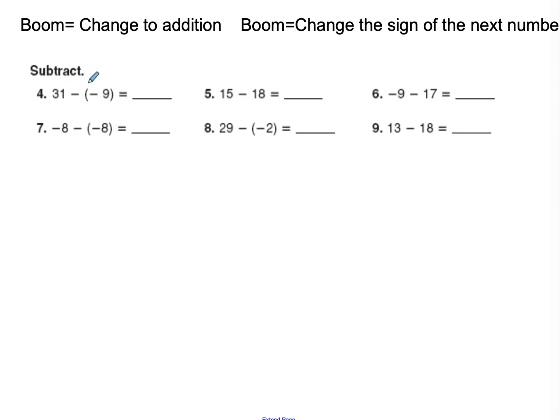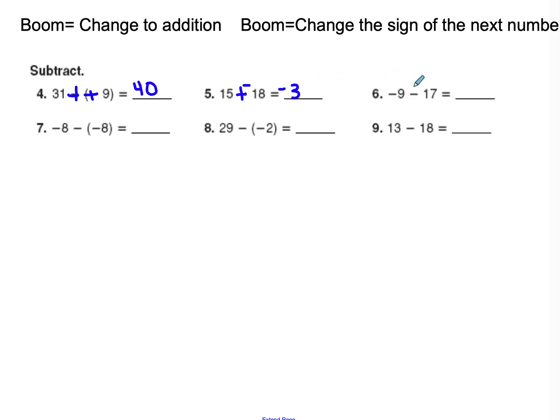All right, let's go ahead and try these problems. 31 minus -9. Boom change to addition. Boom change the sign becomes 31 plus 9. That's going to be 40. All right, number 5, 15 minus 18. Boom change to addition. Boom change the sign. 18 minus 15 is 3. My answer is going to be negative because I've got more negatives.